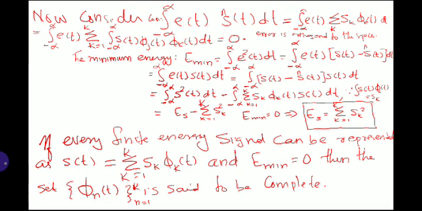Now if every finite energy signal can be represented as s(t) = sigma k=1 to K of s_k phi_k(t), that is, if every finite energy signal within that signal space can be represented in this way, and E_min equals 0, then the set phi_n(t), n = 1 to K, all the K basis functions, or this set, is said to be complete.